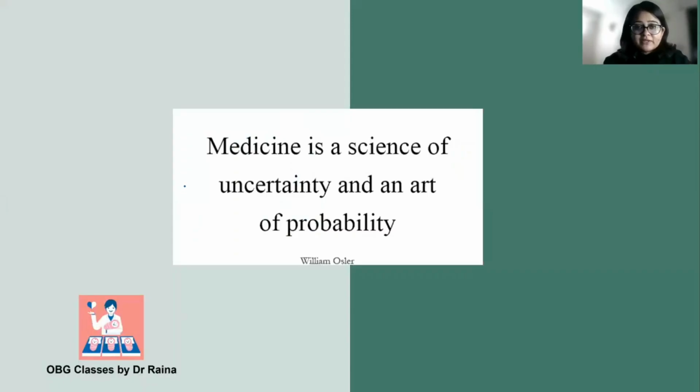So thank you, everyone. As William Osler said, medicine is a science of uncertainty and an art of probability, but with so much evidence now available, eclampsia should actually not be happening most of the time, because it is very much preventable. Not always, but most of the times, yes. And if it does happen, we should know what steps to take to prevent further maternal and fetal mortality. So thank you very much.